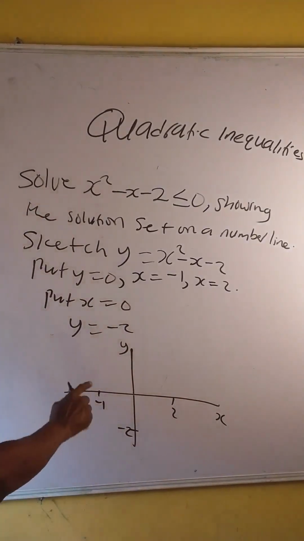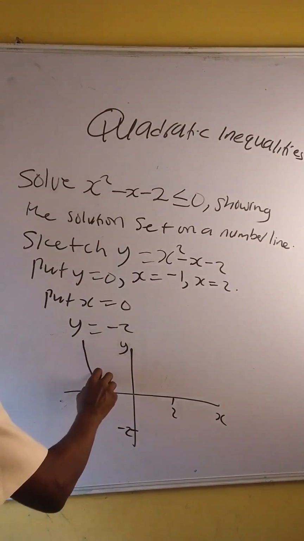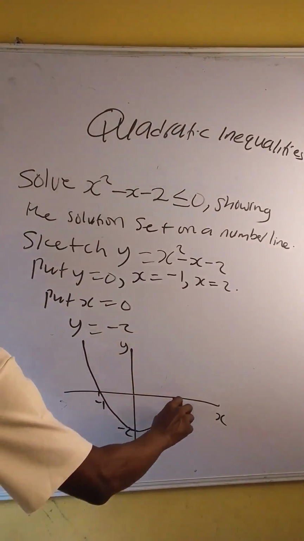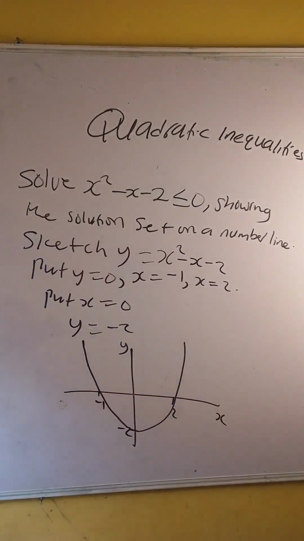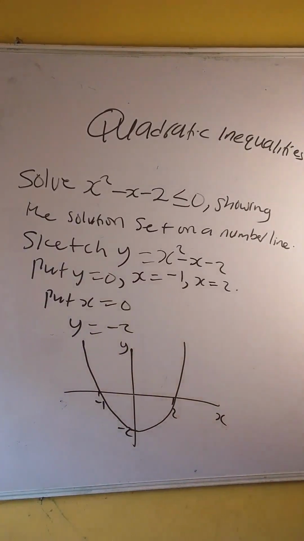So these are the two roots, or two answers, to the question. So we have this, and it passes through x equals minus 1 and x equals 2. Now, this is an inequality.